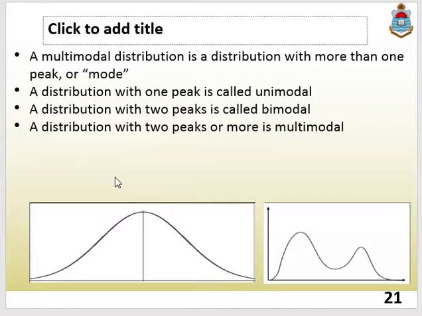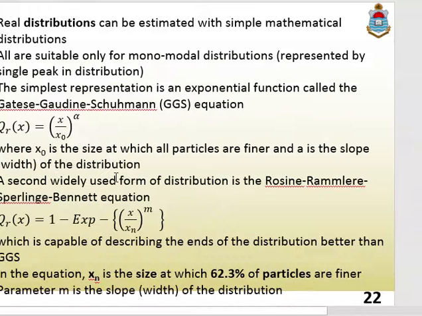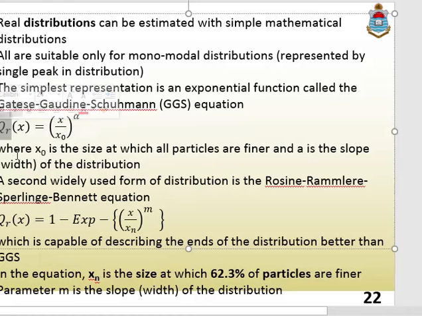Then we discussed that if there is one peak it is called unimodal, and if there are two peaks it's bimodal, if multiple peaks it's multimodal. Then we saw these expressions which could be used to determine the distribution and we can report the distribution in terms of mathematical equations.